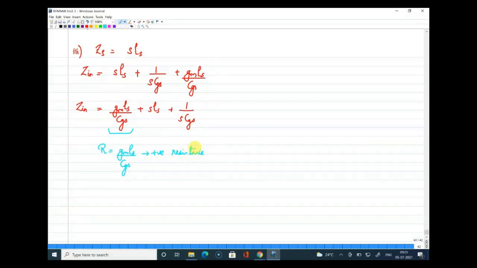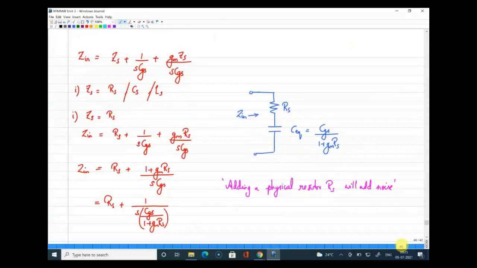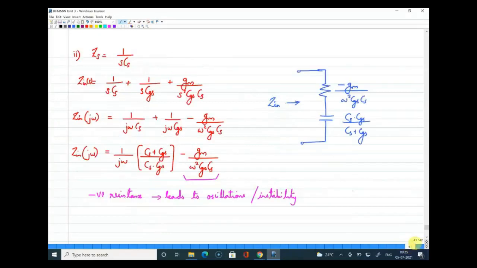What I was doing for the past 2-3 pages is trying to find the input impedance. And what is our need? Our need is to be able to match the input impedance to a purely resistive impedance of 50 ohm. But in the first case and second case, we found that there was some difficulty.